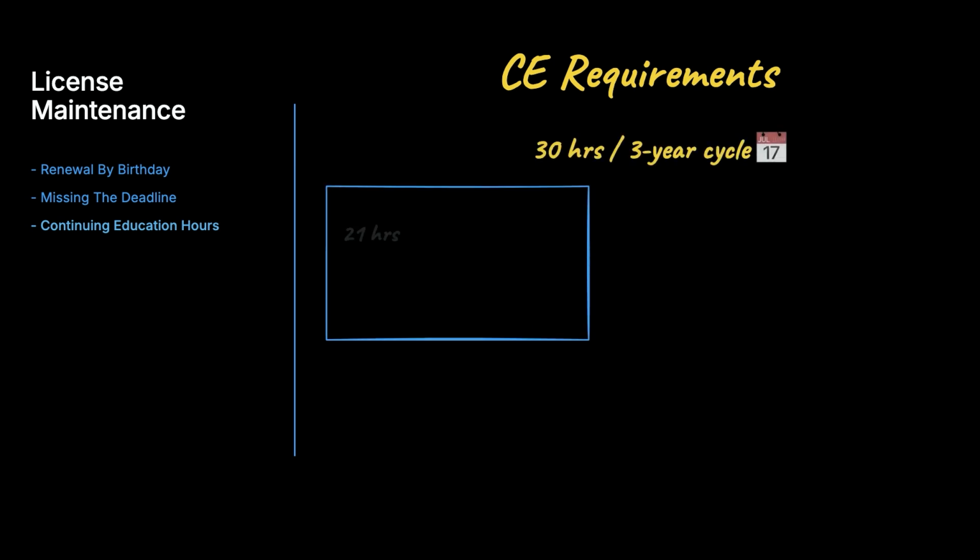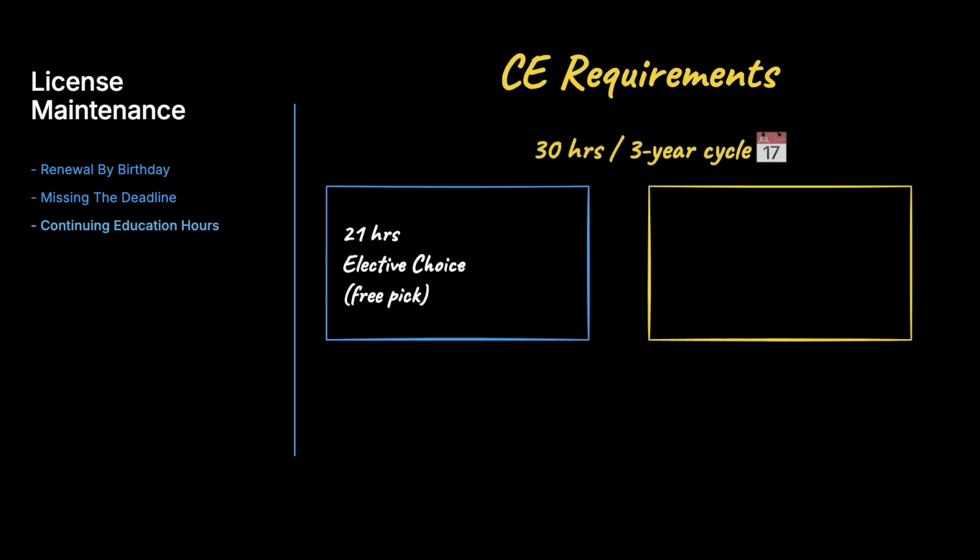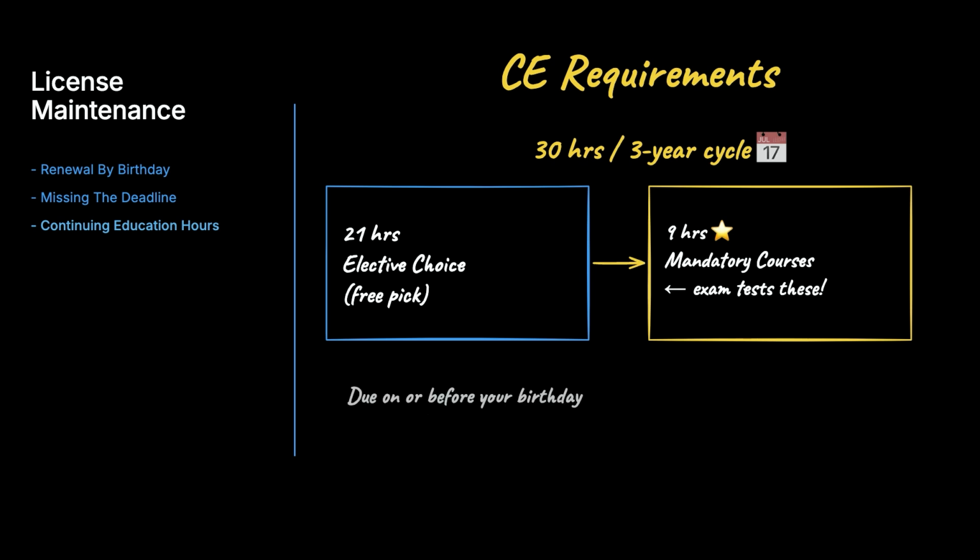Now, a number you absolutely must own. Every licensee must complete 30 hours of approved continuing education during each 3-year cycle, reported on or before your birthday at the cycle's end. 30 hours, 3 years, but not all 30 are free choice. 9 of those hours are mandatory specific courses, and the exam tests exactly which 9.